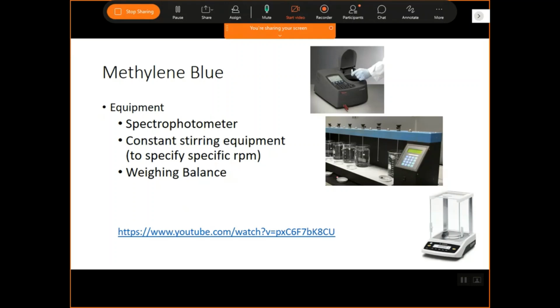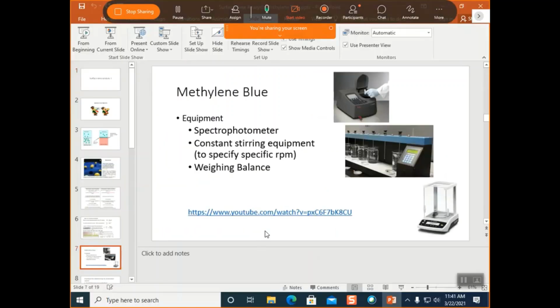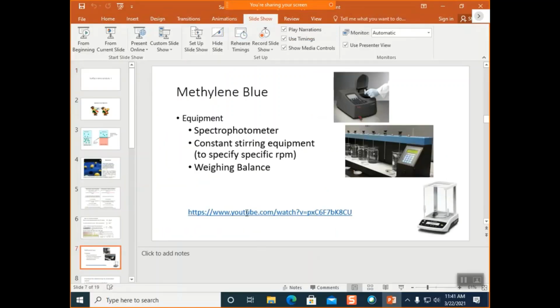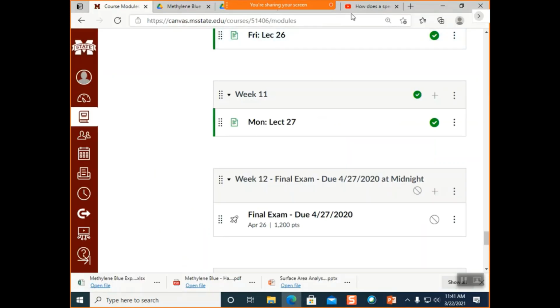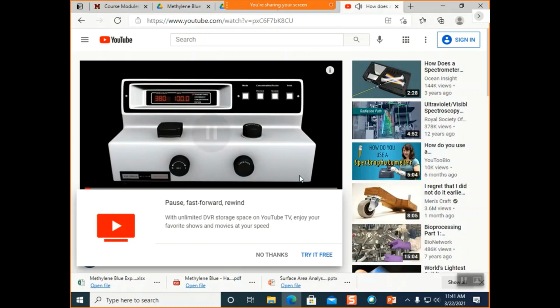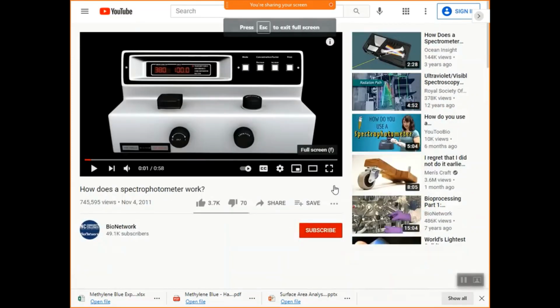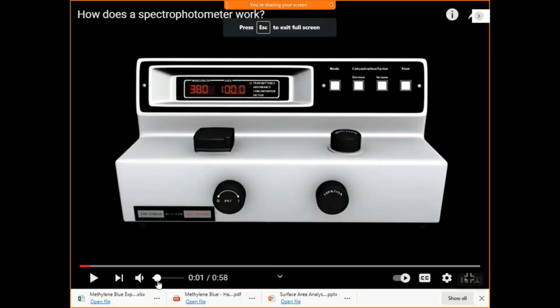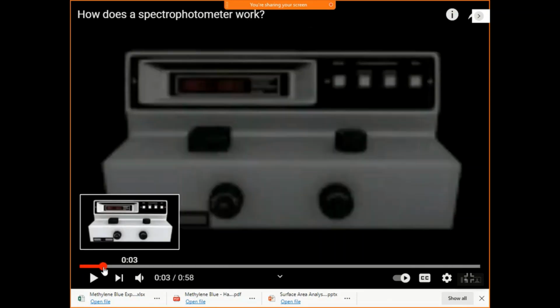So methylene blue. I think y'all may have already seen a video, but I like this. This is a really short video that describes how a spectrophotometer works, and it's extremely important in this field for determining your concentrations. Let me go back.